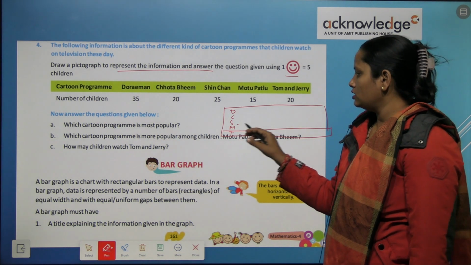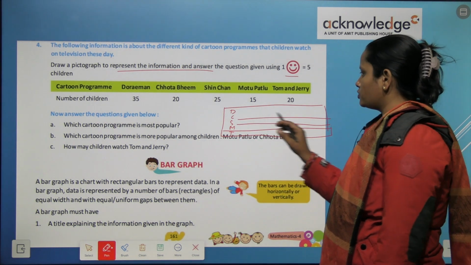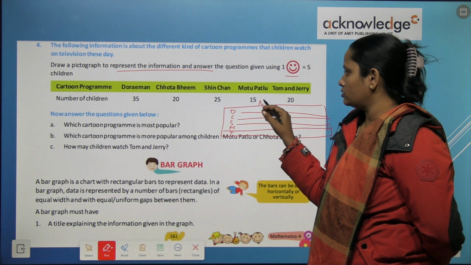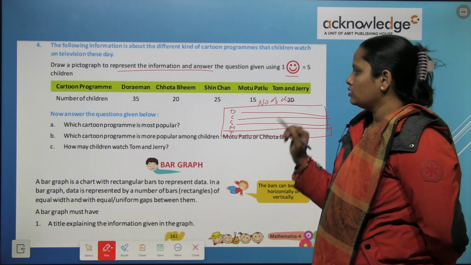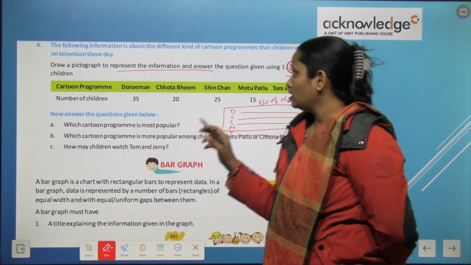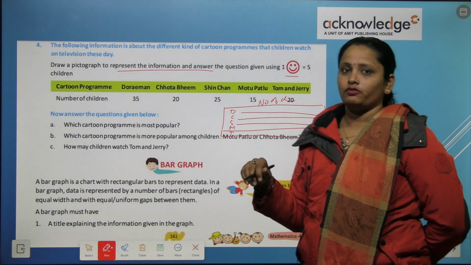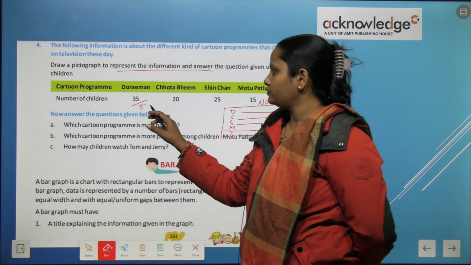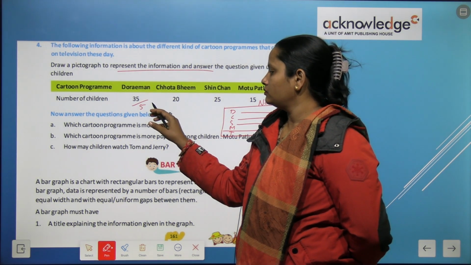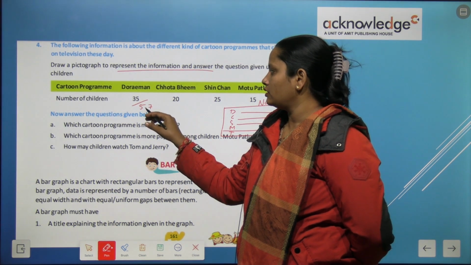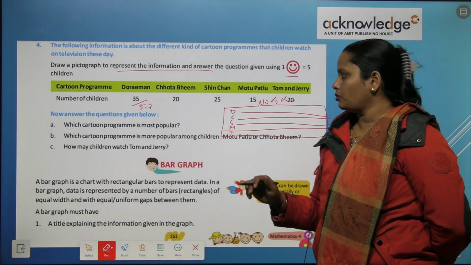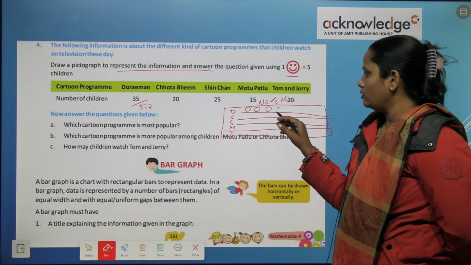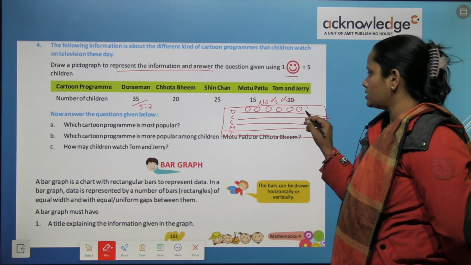So these are the different columns that we have to make. Now we have to write down the number of children. So 35 children. तो यहाँ पे एक स्माइली का मतलब है 5. तो 35 को हम 5 से डिवाइड कर देंगे. What we will get? 7. So हमें जो डोरेमोन में कितने बनाने हैं स्माइलीज? 7. 1, 2, 3, 4, 5, 6 and 7.